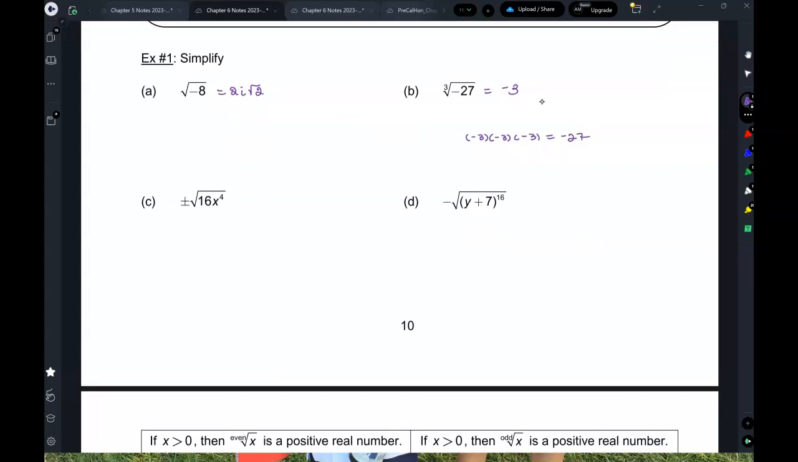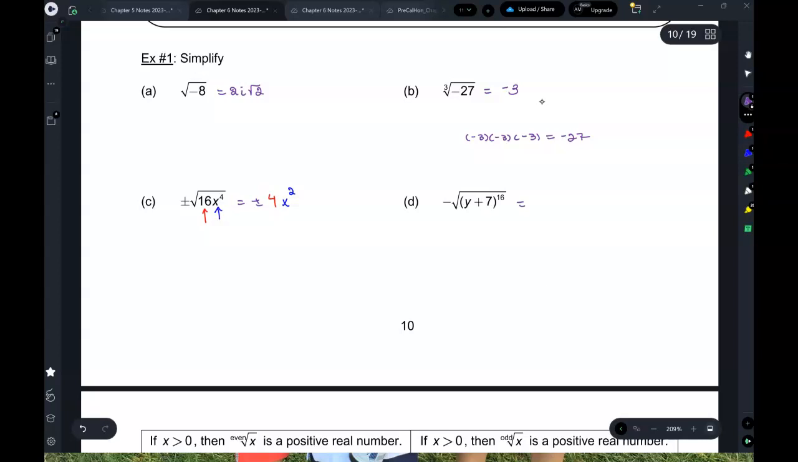So here, take a look at this. There's already a plus or minus in front of it, so we're going to keep the plus or minus. And I have a root 16x to the 4. You apply the root to each of these separately. So root 16 is 4. And then what about root x to the 4? x squared, because again, you're looking for what multiplies by itself to give you x to the 4, and it's x squared times x squared.